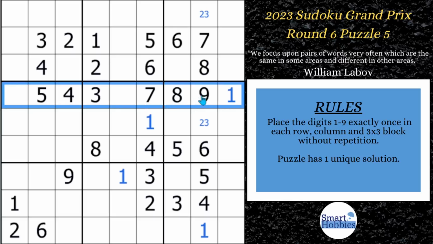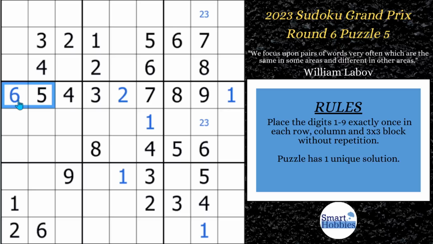You want to focus on these rows that have many cells filled out. And since we have a 2 right here, this is the only place left for the 2, and this has to be your 6. Okay, next type of pair I want to show you is a hidden pair.